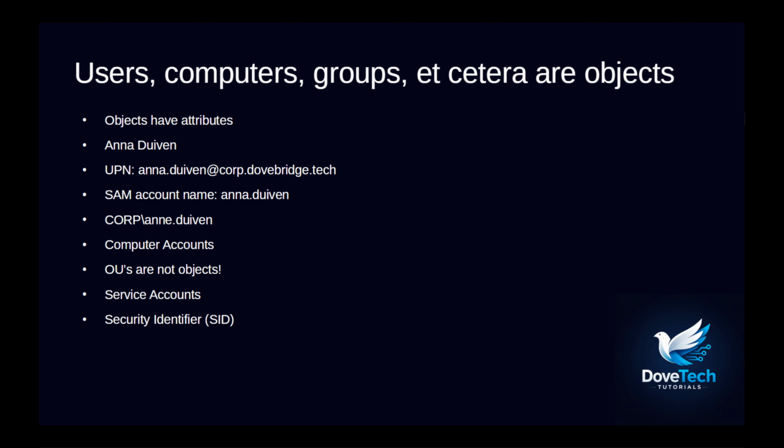Finally, the Security Identifier, or SID. Every security principal gets a unique SID at creation. Windows uses SIDs, not usernames, to track identity and enforce permissions internally. This is why renaming an account preserves permissions, but deleting and recreating it with the same name does not. The new account gets a new SID, and the old access control entries no longer apply.